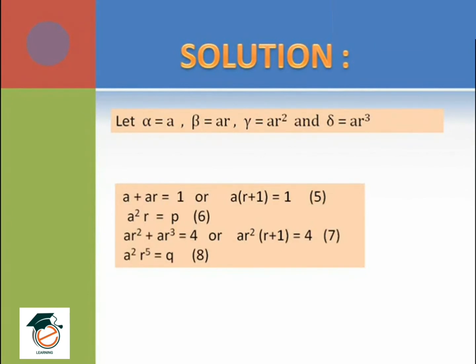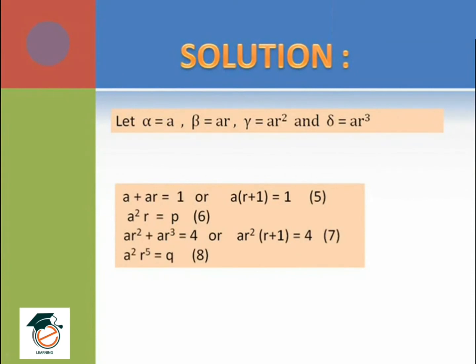Similarly delta plus gamma is equal to ar square plus ar cube, and that is given to be equal to 4. Therefore if we take ar square common, we get ar square into r plus 1 equal to 4, and let us say that this is equation number 7. And the last equation is gamma into delta is equal to q. So ar square into ar cube would be equal to a square into r to the power of 5, and that is equal to q. Let us say that this is equation number 8.